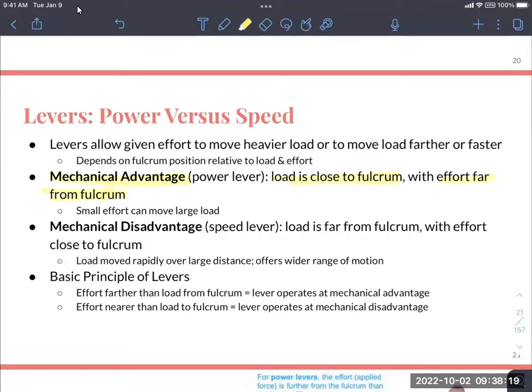We have, when it's a mechanical disadvantage, that is when that load is really far from the fulcrum, but the effort is really close to that fulcrum. We'll look at pictures of these. The mechanical disadvantage is best for when load is moved rapidly over large distances. And our basic principles of a lever: if the effort is further than the load from the fulcrum, the lever operates at a mechanical advantage. If the effort is nearer than the load to the fulcrum, the lever operates at a mechanical disadvantage.